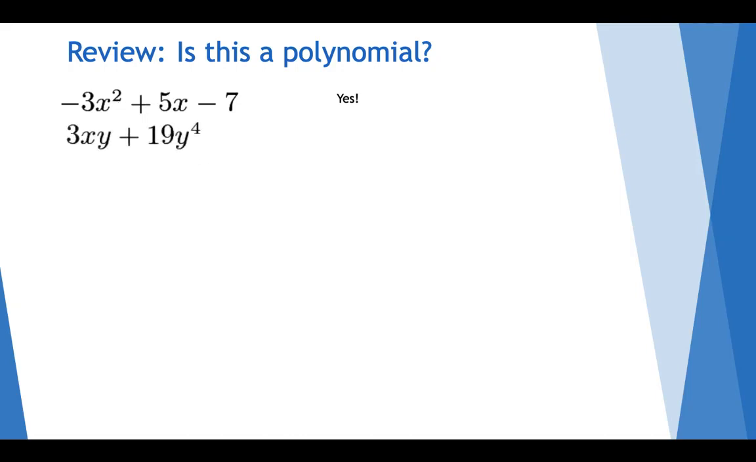How about this one, 3xy plus 19y to the 4th power? Is this a polynomial? Well, there's two variables. Does that matter? Actually, no, it does not. It is still a polynomial. A polynomial can have two different variables. It can have 4 different variables, or just one variable. It could have 117 variables. I almost guarantee that you'll never see that in mathematics, but it still technically can be a polynomial. That does not interfere with the definition.